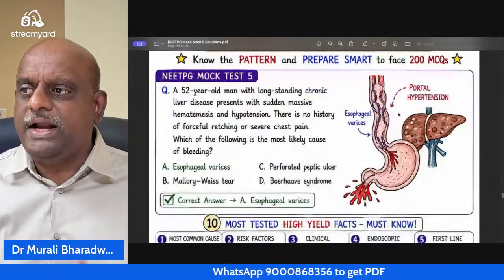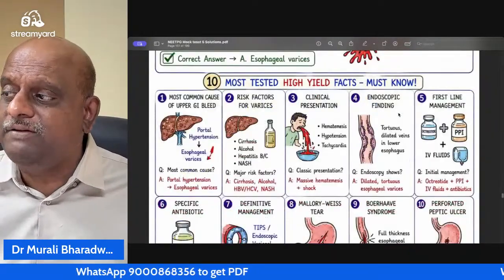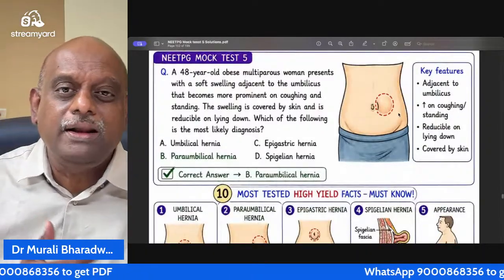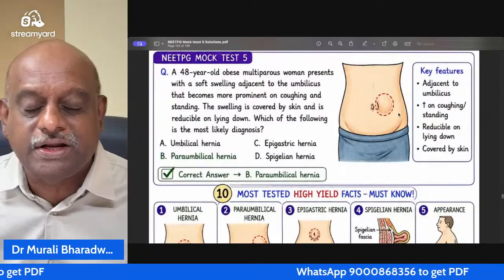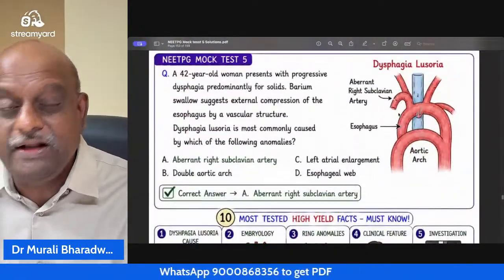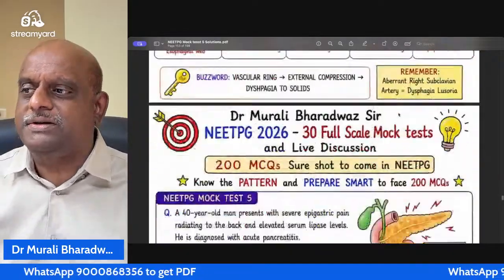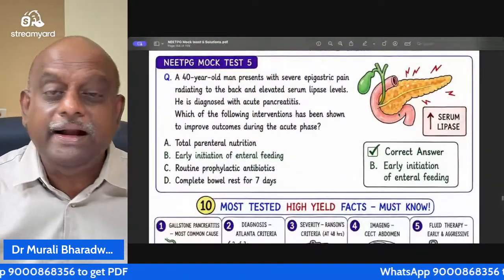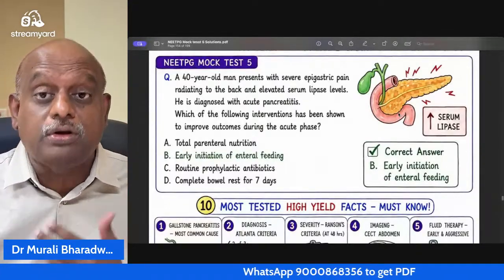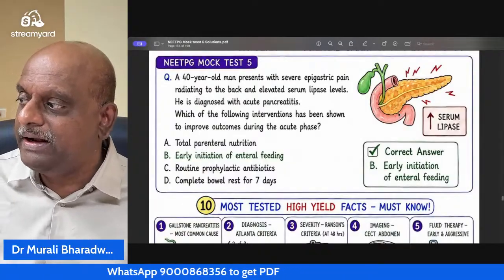52-year-old, long-standing chronic liver disease, portal hypertension, typically has got esophageal variceal bleeding. Reducible on lying down, periumbilical, characteristically is paraumbilical hernia. Then dysphagia lusoria is an aberrant right subclavian artery involvement. Acute pancreatitis: early initiation of enteral feeding will improve the prognosis. Multiple studies say the earlier you initiate enteral feeding, the better it is.